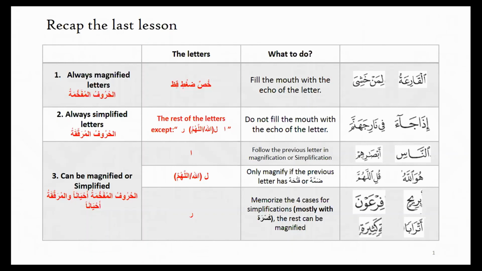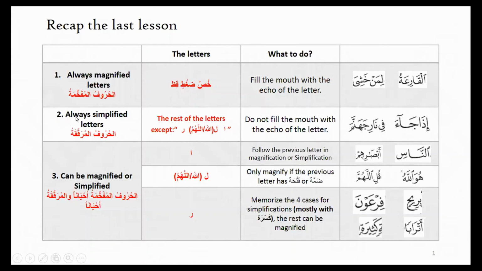So we did magnification and simplification, الحروف المفخمة والحروف المرققة. We stated which letters are always magnified and which are always simplified. So the always magnified letters are 7 letters: خص ضغط قذ. These 7 letters are always magnified. And we gave examples like al-qari'ah and liman khashiyah. So the kha and qaf are always magnified, as are the rest of the 7 letters.